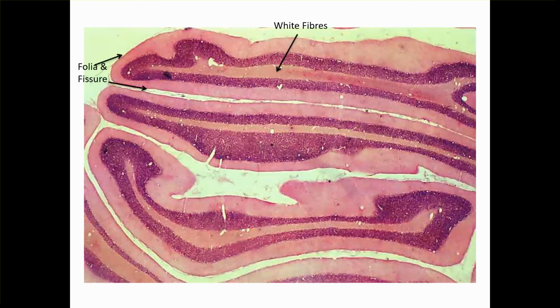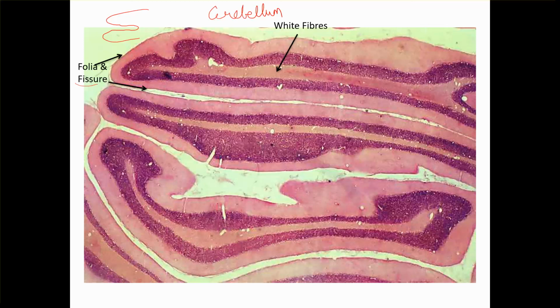Now coming to the cerebellum. If you see the architecture, it has folia and fissures. Folia are these, when it goes outwards like this, and when it goes deep inside, it's called a fissure. So the folia extend outwards, and the fissure goes within. This is the arrangement of the cerebellum. It's different from the cerebral cortex, which has sulci and gyri.